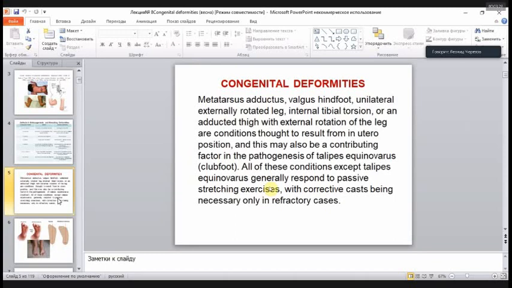All of these conditions, except Talipes equinovarus, generally respond to passive stretching exercises, with corrective casts being necessary only in refractory cases.